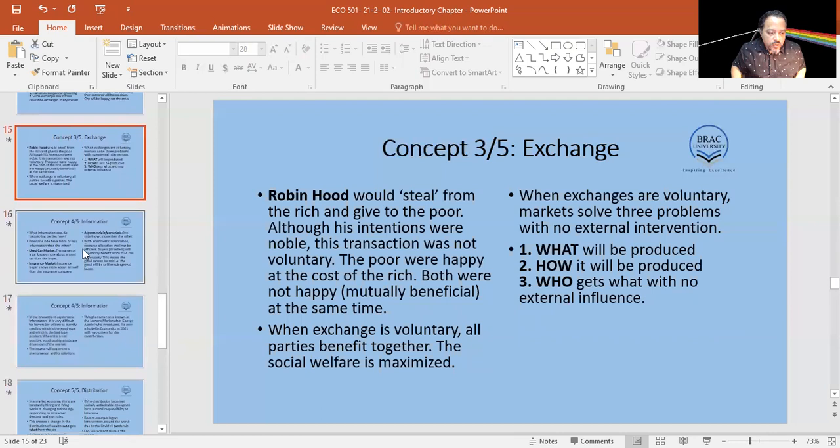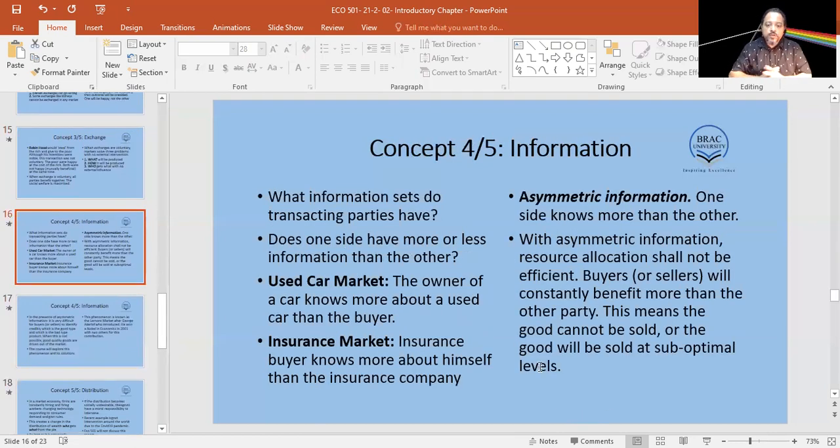The fourth concept is: what information sets do the transacting parties have? That means the buyer and the seller. Does one side of the market know more than the other side about the actual quality of the product? We mentioned this in last week's class, the used car market. The owner of a car knows more about a used car than the buyer. So the information here is asymmetric. The two parties, the buyers and the sellers, have different sets of information. In this case, the seller has more information about the actual quality of the used car.